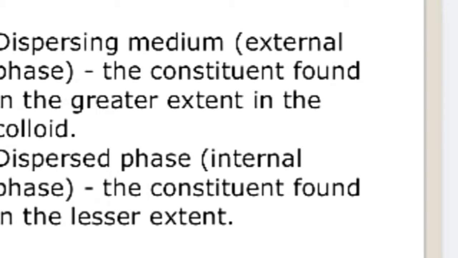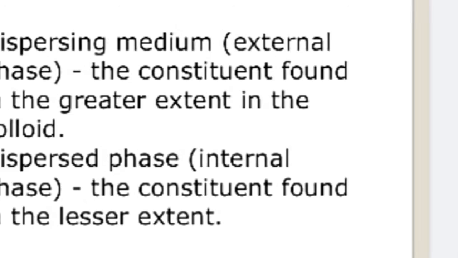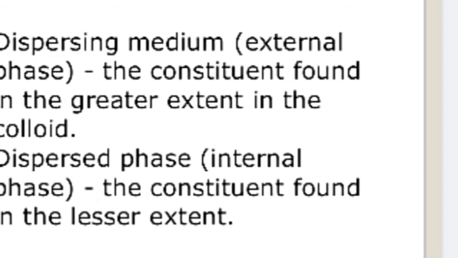Here we can see the two phases involved in the colloidal system: dispersed phase and dispersed medium. The dispersed phase is mixed within the dispersed medium, and there are a number of different forms. The dispersed medium is the external phase, and we call the dispersed phase the internal phase. The constituent found to the greater extent is the dispersed medium, and the constituent found to the lesser extent is the dispersed phase. That means the concentration of the dispersed phase is less and the dispersed medium is high.